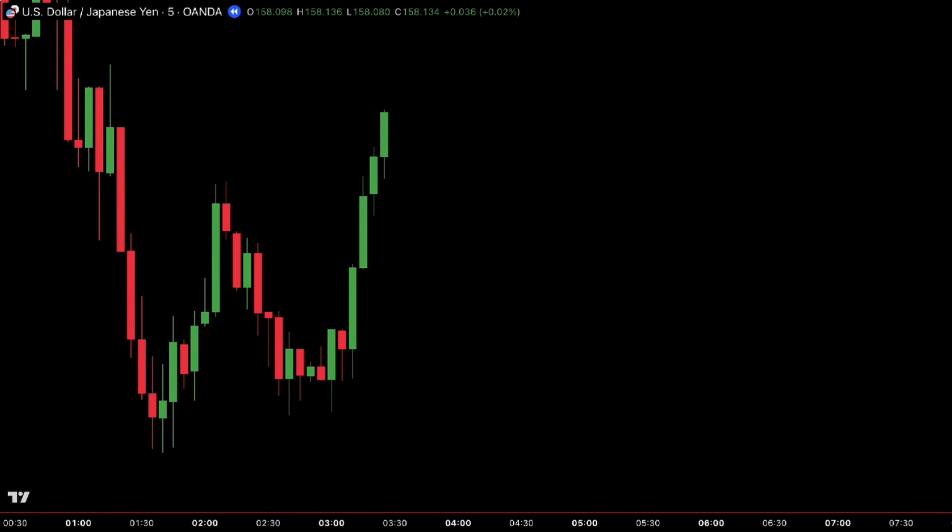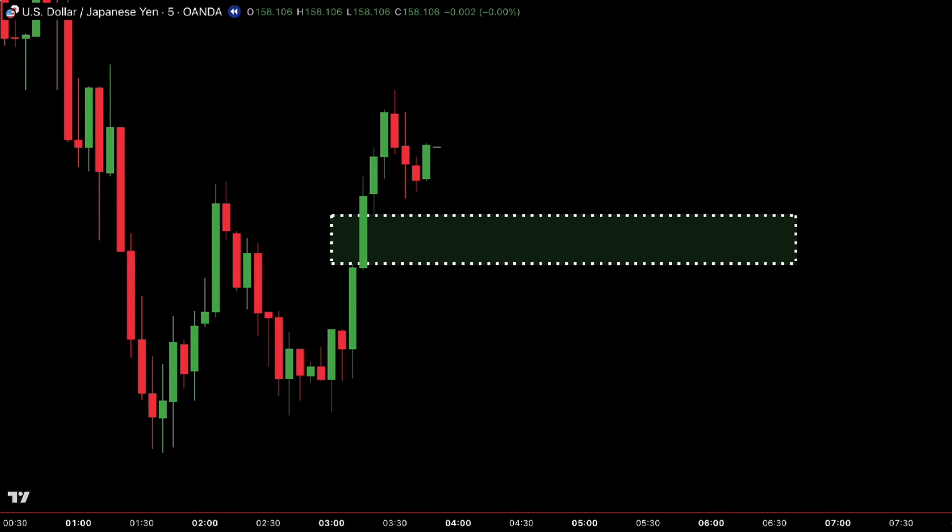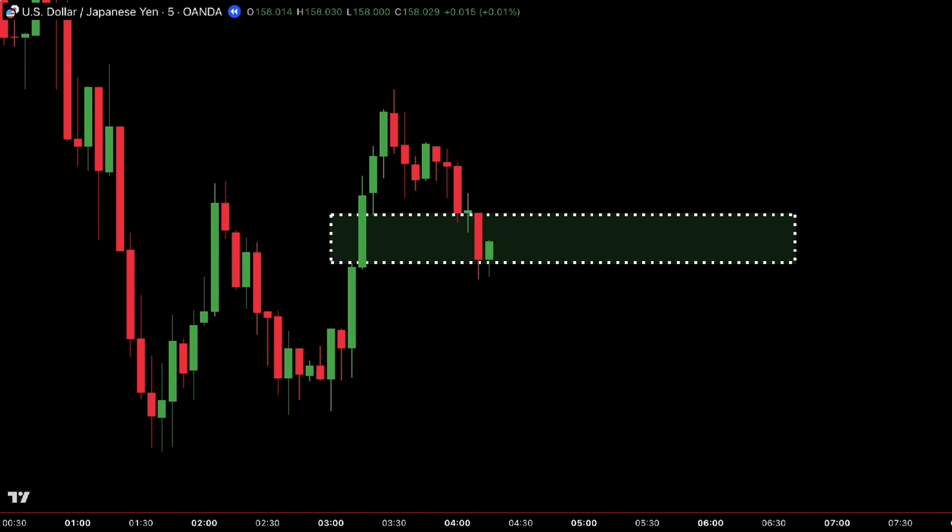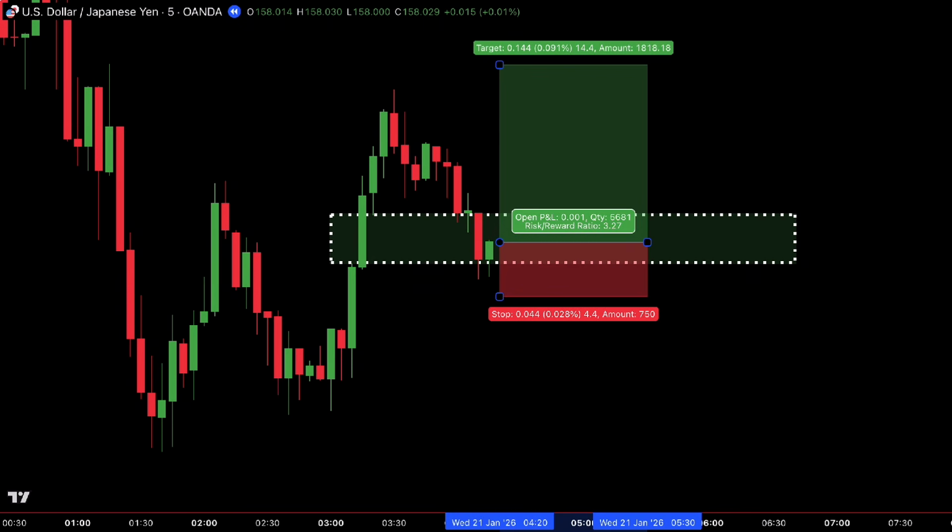Look at this example. The market makes a strong bullish move, creating a fair value gap in the process. Later, price retraces back into that gap. And look at what happens. As soon as price enters the zone, it finds support and moves up again. That's your signal. You place your entry at the rejection inside the gap, your stop loss below the zone, and your target at the next resistance. And the market moves up as expected.